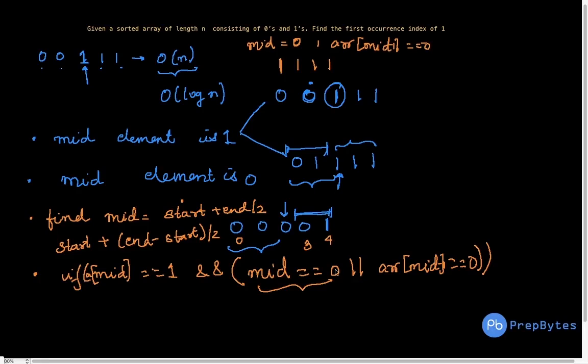And in case mid is not equal to 0, we check whether arr of mid minus 1 is equal to 0 or not. In case this is true, this whole thing is true, which means we are somewhere at this particular place, and we will simply return our mid.